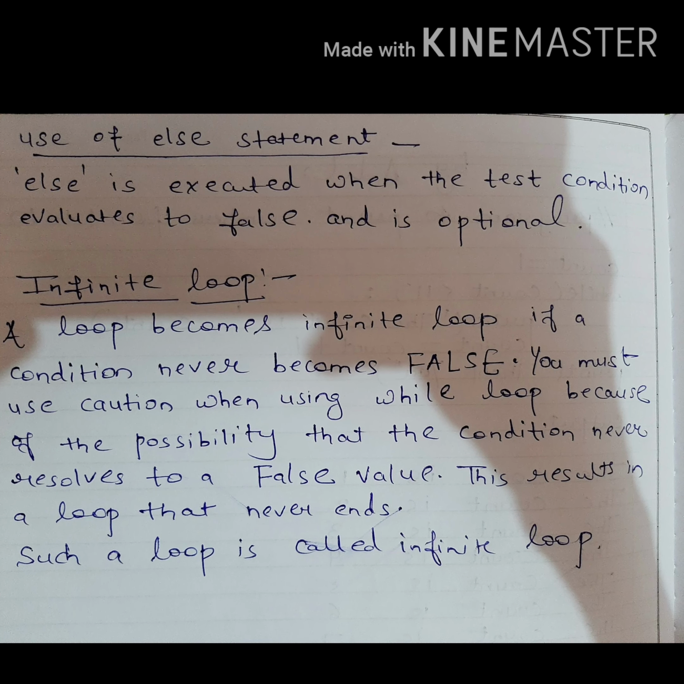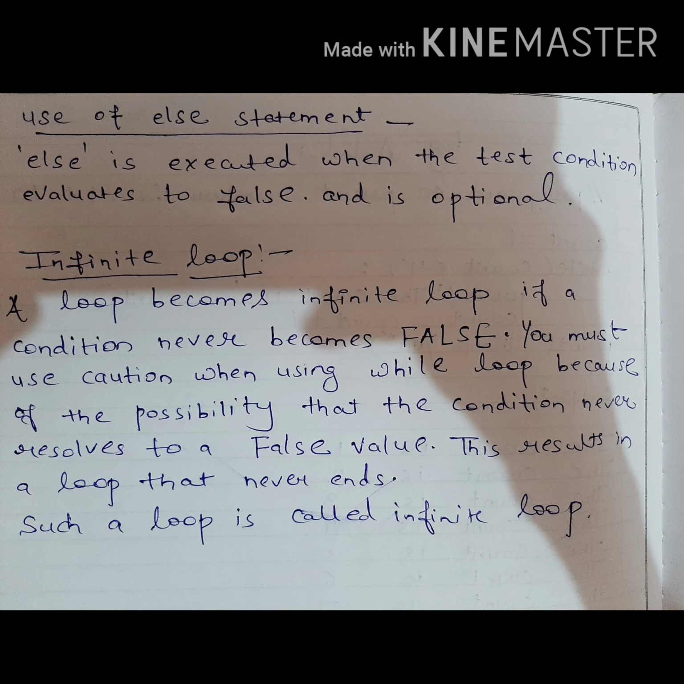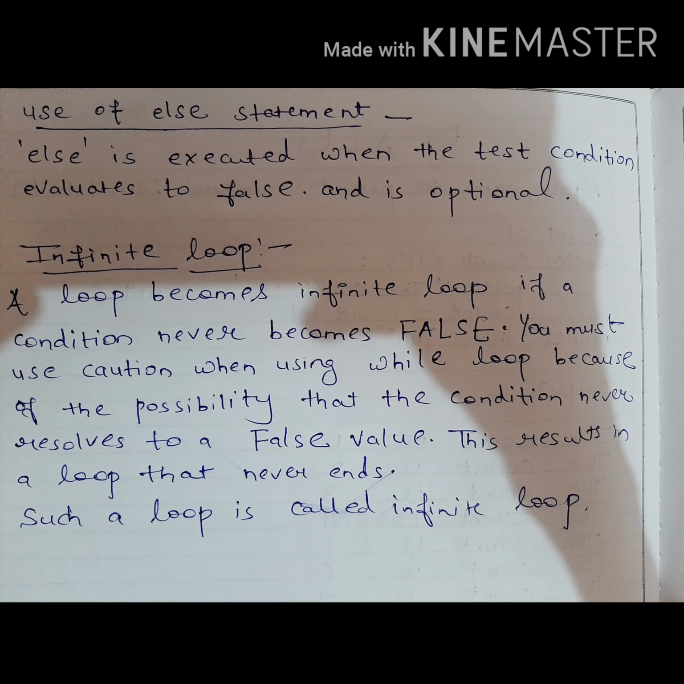Infinite loop. Infinite means which has no end. A loop becomes an infinite loop if a condition never becomes false. Such a loop is called an infinite loop.